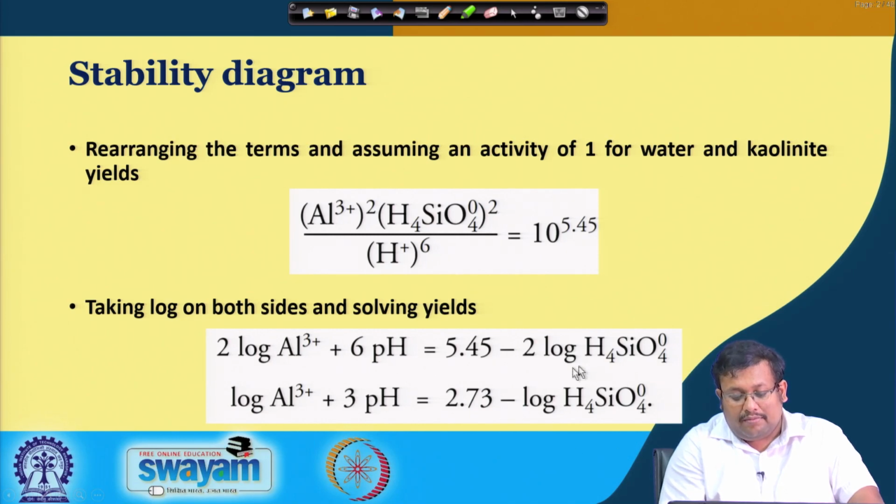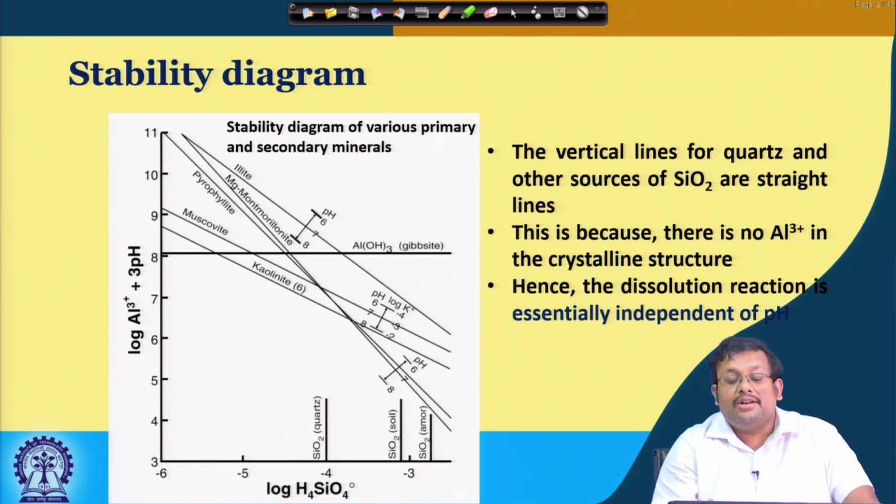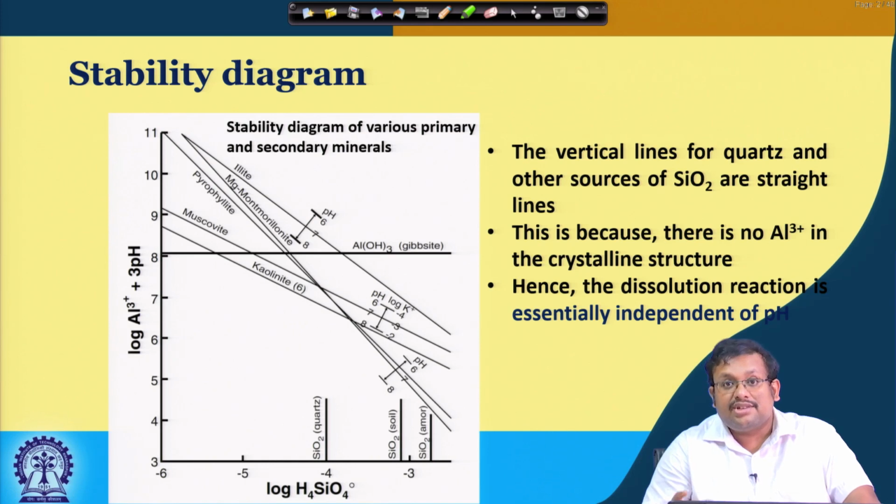So, basically we plot log of H4SiO4, the silicic acid, on the x axis and log Al3+ plus 3 pH on the y axis, and this is how the stability diagram of various primary and secondary minerals in the soil can be found. So, the vertical lines, as you can see, are amorphous silica and quartz, and other sources of silica are straight lines. This is because there is no aluminum in the crystalline structure, hence the dissolution reaction is essentially independent of the pH, because it is not dependent on aluminum.